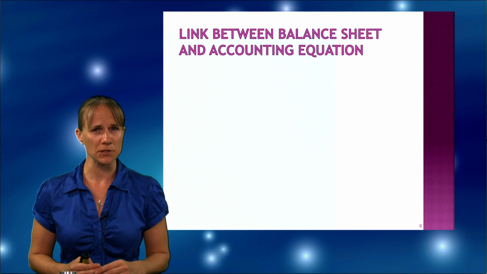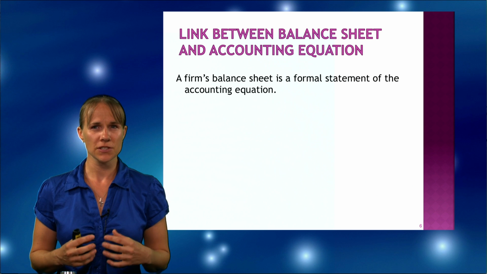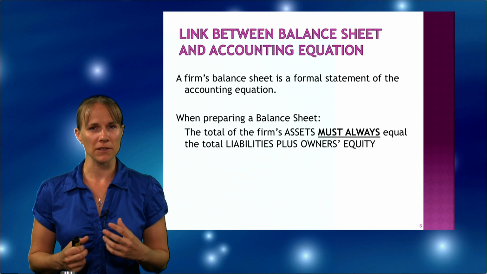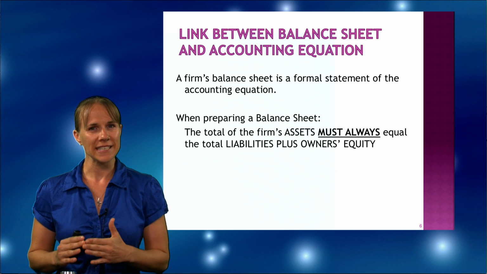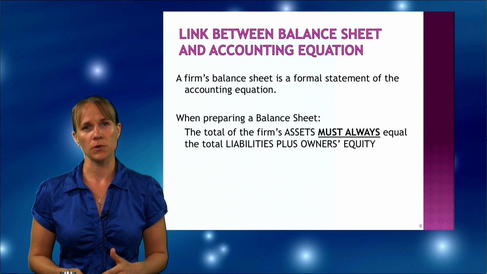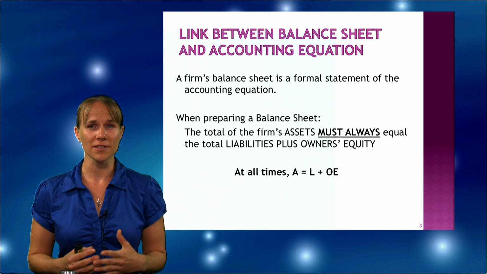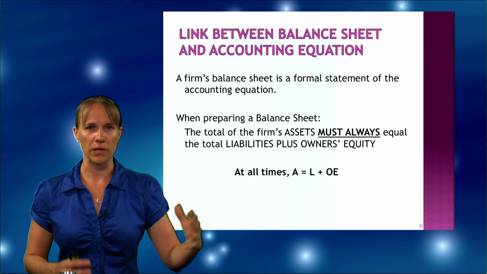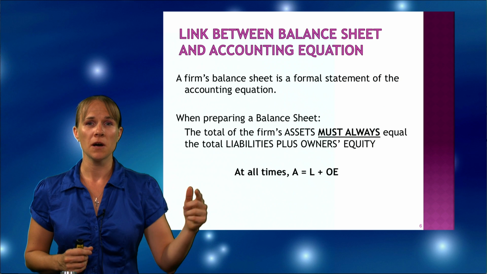Looking now at the link between the balance sheet and the accounting equation. A balance sheet gives us a really formal statement of the accounting equation. When we prepare a balance sheet, what we must always make sure happens is that the total of our firm's assets must always equal the total liabilities plus owner's equity of the business. So our accounting equation, as I've said, is super important. Our assets must always equal our liabilities plus our owner's equity. It must happen at every stage of the process, and definitely on our balance sheet, we want to make sure that the equation is standing true.